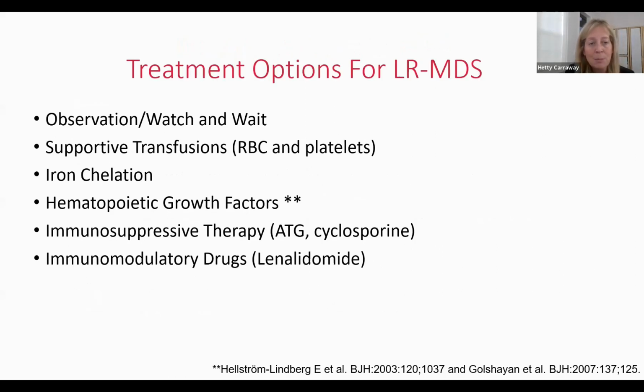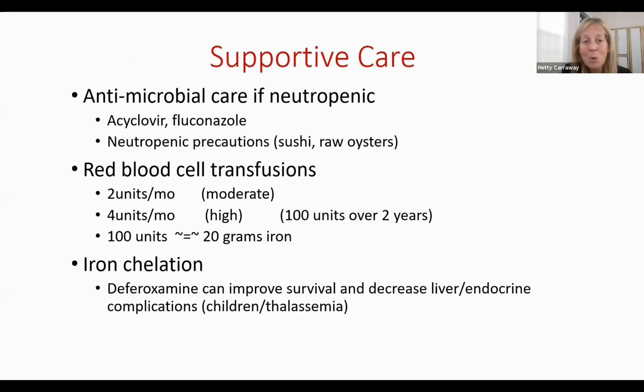For those patients that have lower risk MDS, there's a gamut of things from observation to watch and wait, supportive transfusions, iron chelation, the use of growth factors to stimulate normal growth of cellular proliferation, and even the use of immunosuppressive therapy and immunomodulatory therapy. So I'm going to go quickly through this because I know that many of you probably already are aware of these features. Supportive care for patients using antimicrobials if they're neutropenic can be impactful and helpful, as well as making sure that patients are updated with their vaccinations, such as the flu shot and even their pneumovax. The other supportive care that is often given is the support with red blood cell transfusions and even platelet transfusions.